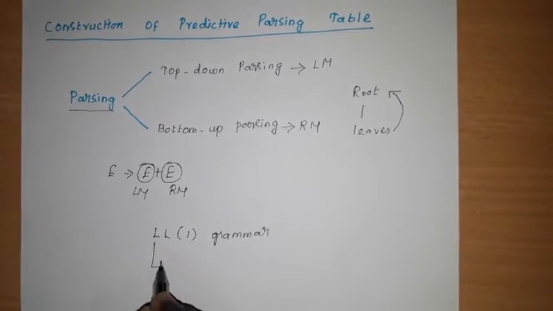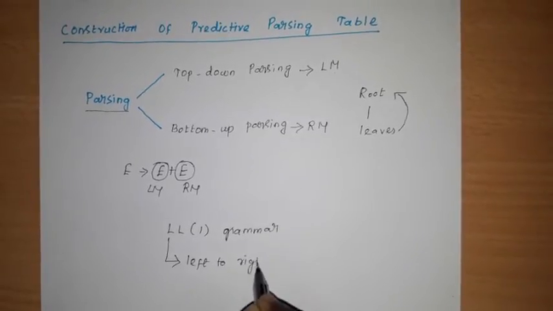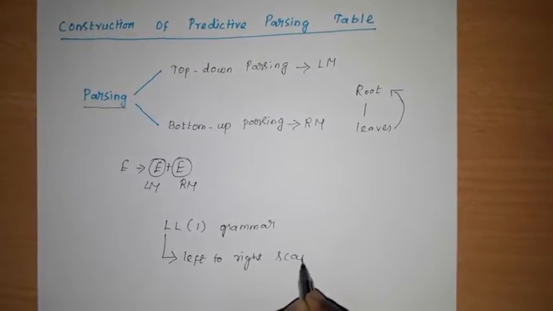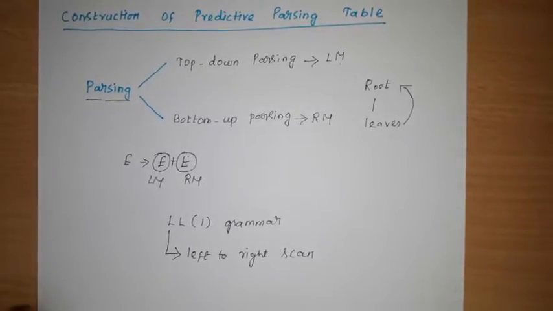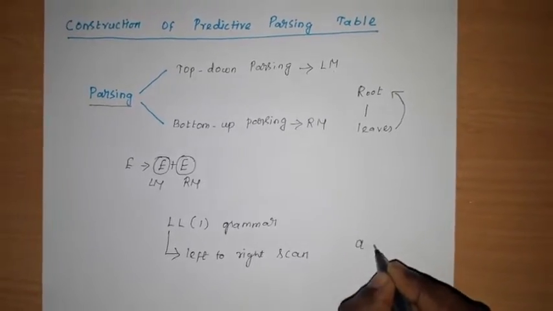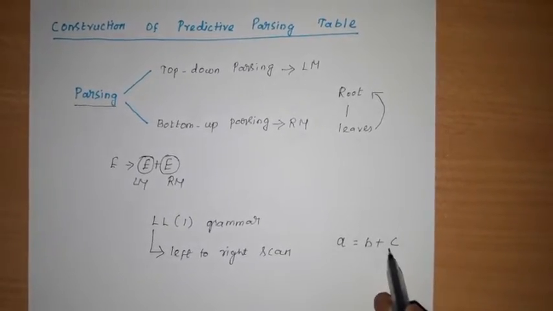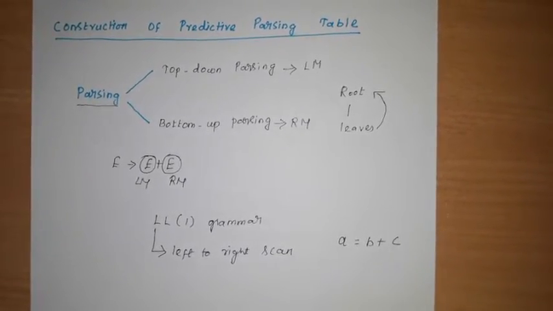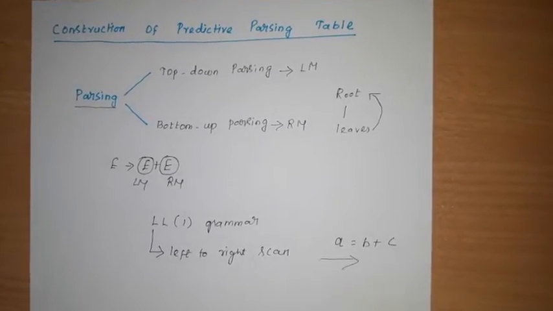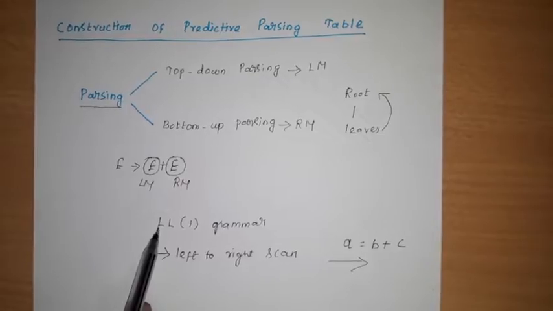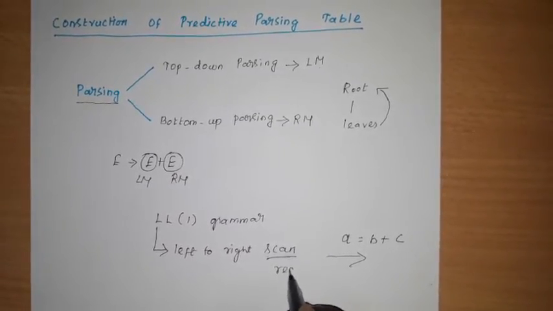Here the first L represents left to right scan, which means the lexical analyzer always reads a symbol from left to right. For example, if we take A is equal to B plus C, it is the part of the source program. Here lexical analyzer reads the symbols from left to right. So the first L represents left to right scan or left to right read.